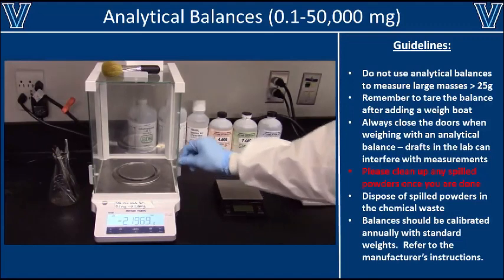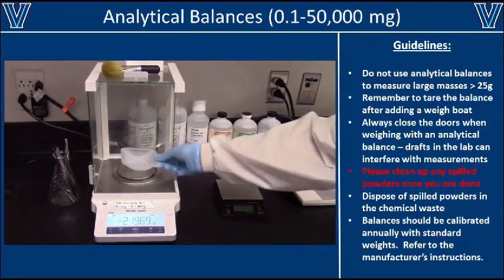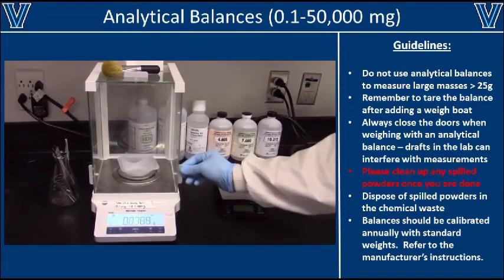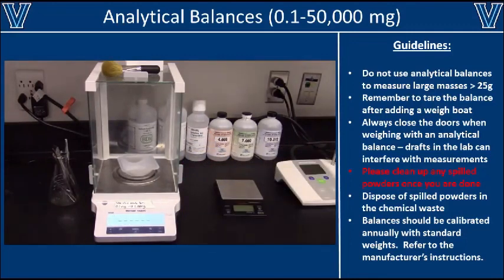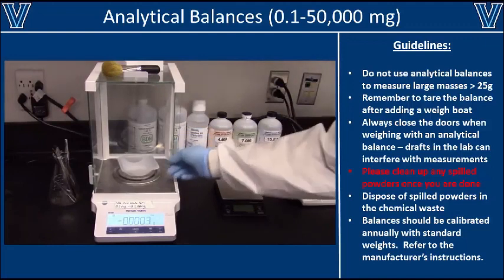To weigh masses larger than 1 gram, use a weigh boat. Insert the weigh boat into the analytical balance, close all the doors, and tare it to set the mass to zero. Then add your chemical.